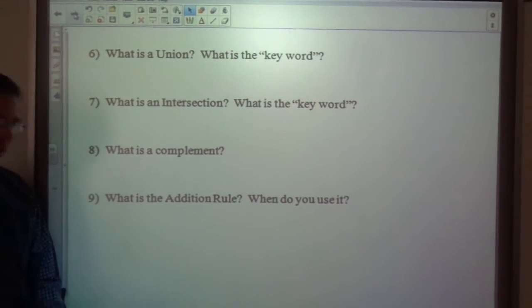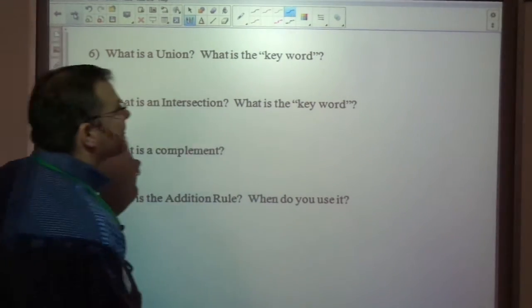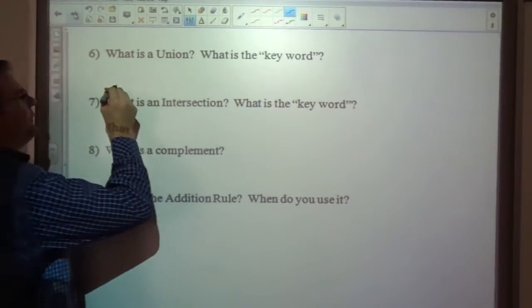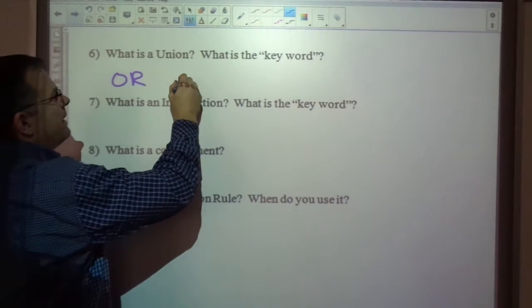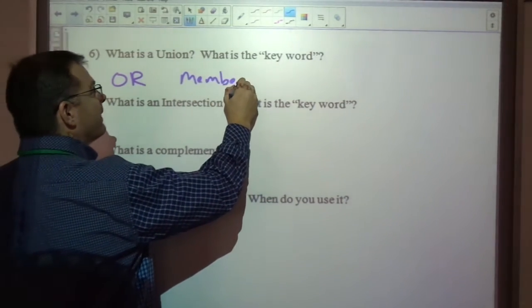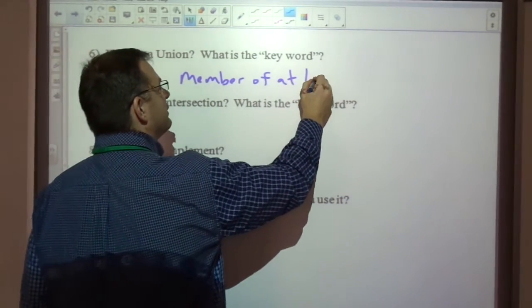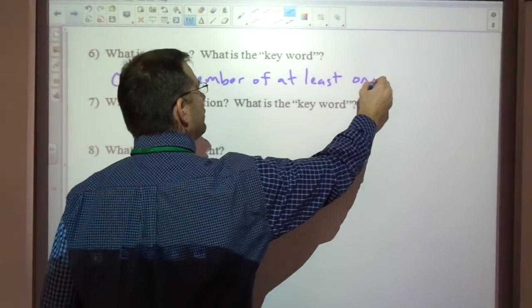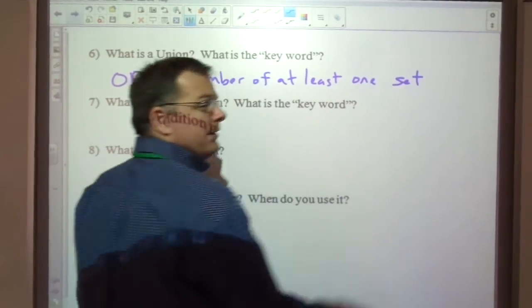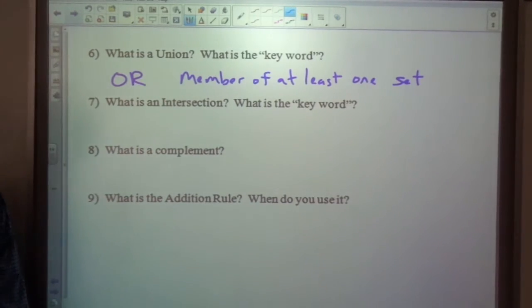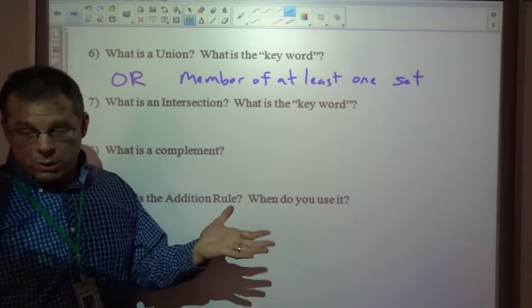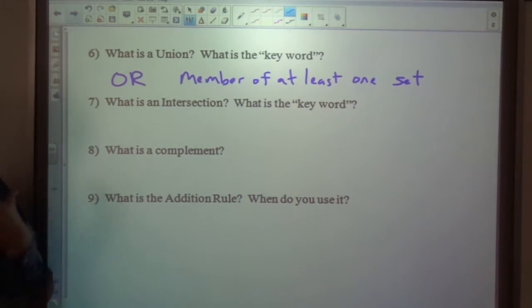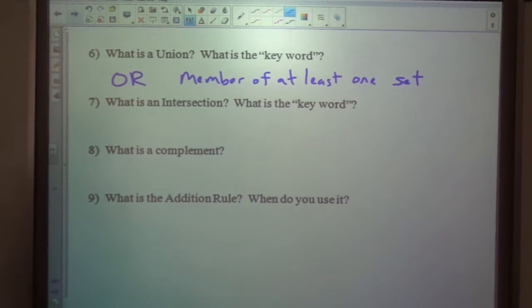Okay, what's a union? The key word for union is "or." If I said the union of 2 events, that's saying you need to be a member of at least one set. So if it was the union of wearing jeans and having blue eyes, you need to either be wearing jeans or have blue eyes, or wear both. If you're in at least one of those groups, then you're in the union.